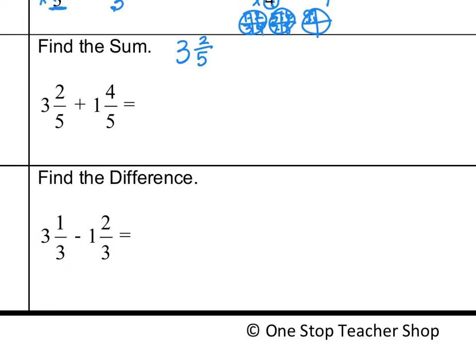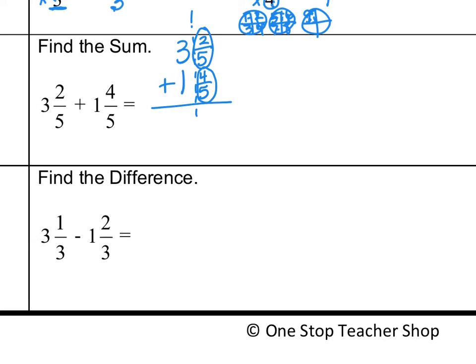Sometimes in addition, that's not necessary, but sometimes they'll give you a mixed number plus a whole number, and it just helps to keep everything lined up if we write it vertically. What we're going to do, we'll put our fractions in one column, see here, and our whole numbers on the other side. And we always start with the fraction side. So we have 2/5 plus 4/5.